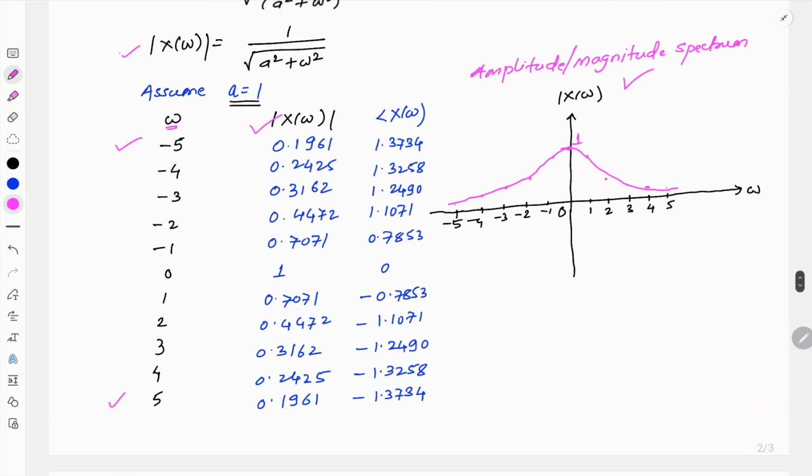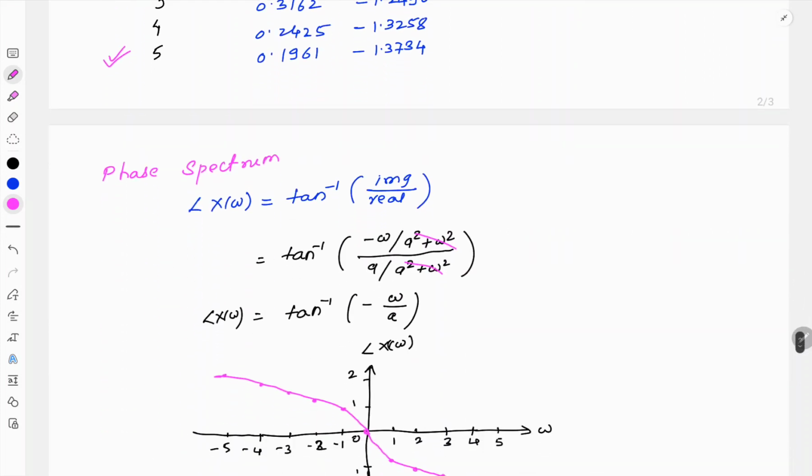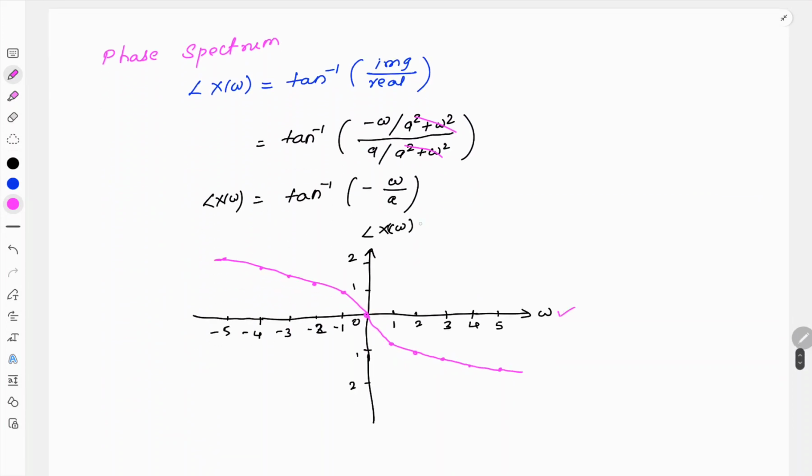So here in the same table, we have added one more column, angle of x of omega, which was tan inverse of minus omega by a. And here for simplicity, we have assumed a equal to 1 and plotted the values of tan inverse of minus omega for the range minus 5 to plus 5. And then again, we have plotted the graph omega versus angle of x of omega. So this is our phase spectrum plot. So in this way, we can solve the example of Fourier transform.